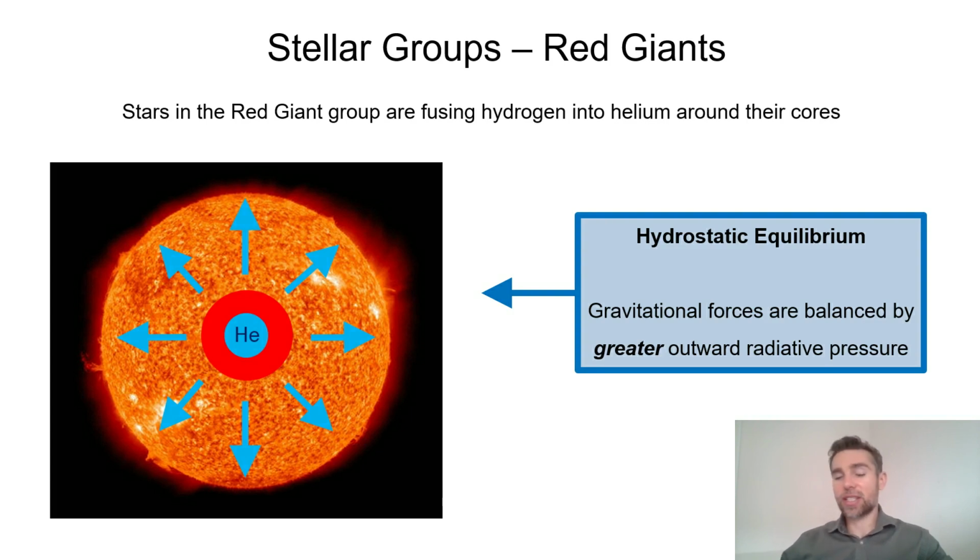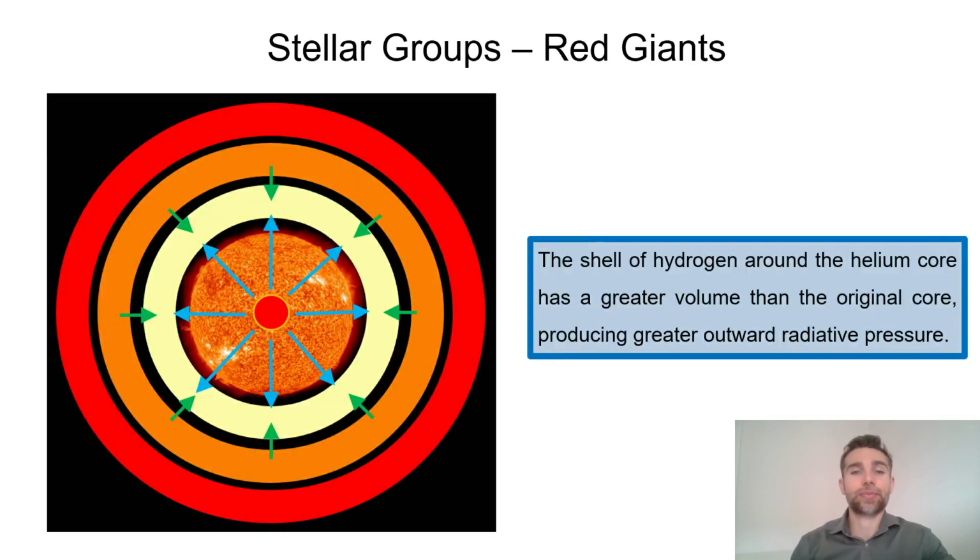And the reason why it does this is that the helium core collapses because there's nothing holding it out anymore, and it heats up lots. You then get hydrogen surrounding it being drawn in. That goes into this new hotter area because it's heated up. That then starts to fuse into helium, and because that shell around the helium core now has a bigger volume, it can now create a bigger outward radiative pressure. And that's basically what happens for red giant stars. But when we go through the red giants, we're going to touch on that in a lot more detail and see exactly why that occurs.